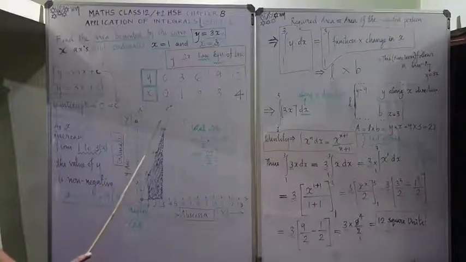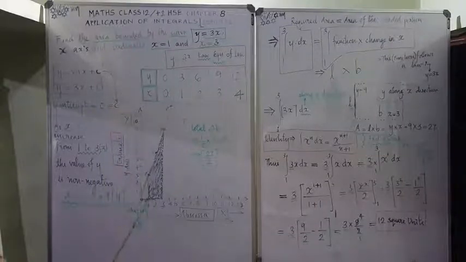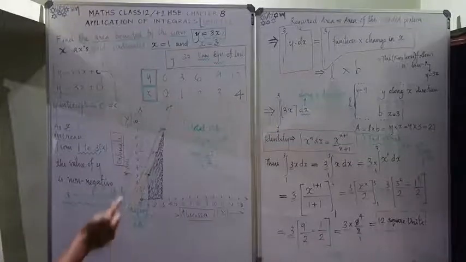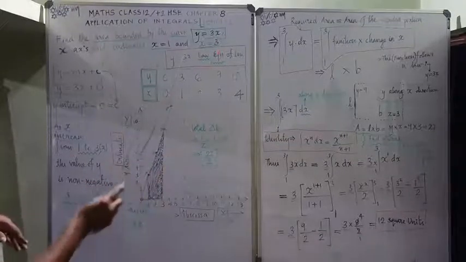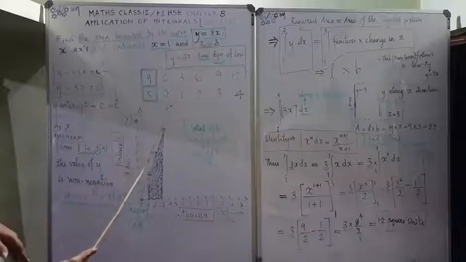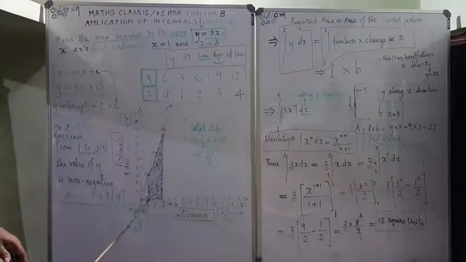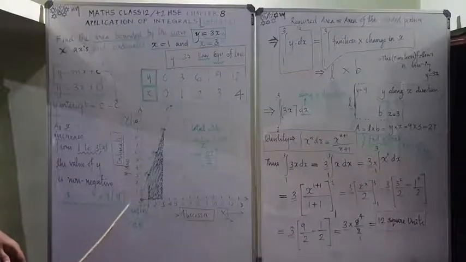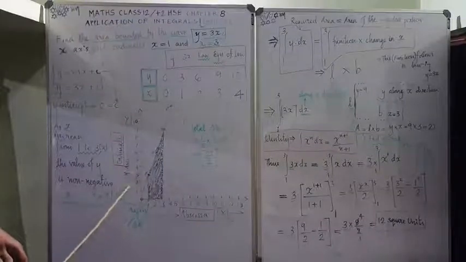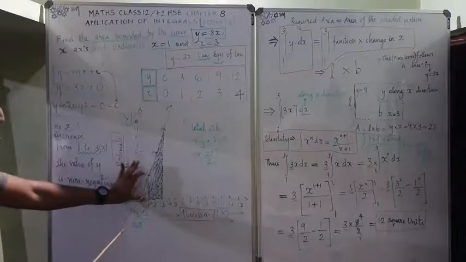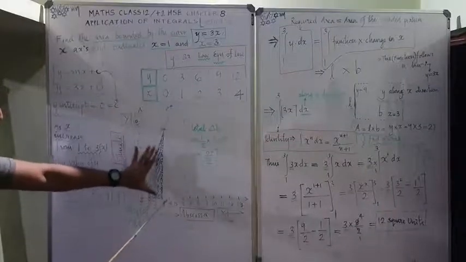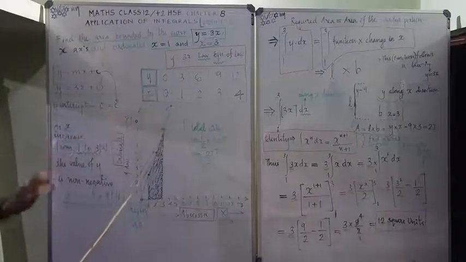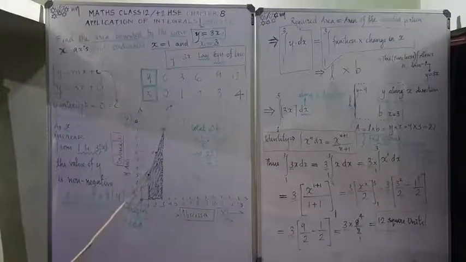And the ordinates: between the ordinates x is equal to 1 and x is equal to 3. What is this ordinate? When x is equal to 1, y is equal to 3, and when x is equal to 3, y is equal to 9. This is the essence. That means the area bounded by this curve and these ordinate lines is the magnitude of y when x is equal to 1 and x is equal to 3. So this is the before mentioned area.